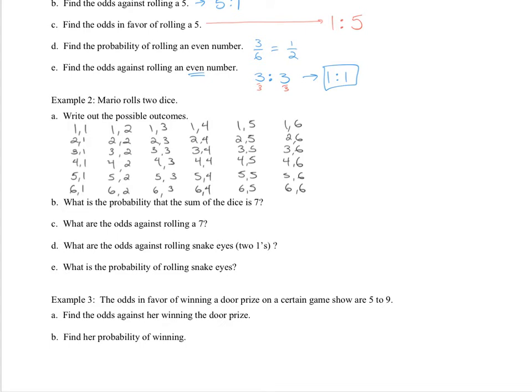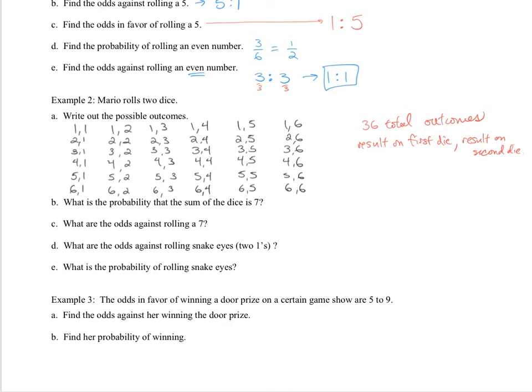A couple of things you want to know about this: there are 36 total outcomes. The first number represents the result on the first die. The second number represents the result on the second die. Just for example, this one right here, the first die rolled was a 4 and the second die rolled was a 5. All right, so there are all the possible outcomes.